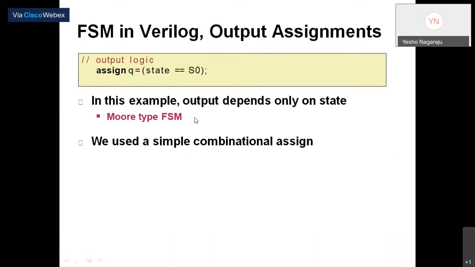Assign is used only once because its usage is limited. We only have to see what the state is. Only if it is S0 will we have to assert Q. Otherwise, it will be 0. That's why assign is used only once. Either you could also write this using an always block, like always at star, if state equals S0, then Q equals 1, else Q equals 0. You could put it that way also instead of assign. You could write another always block.